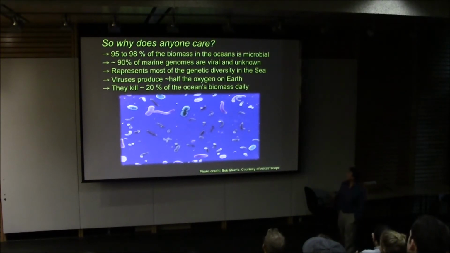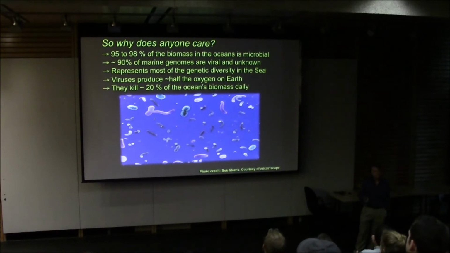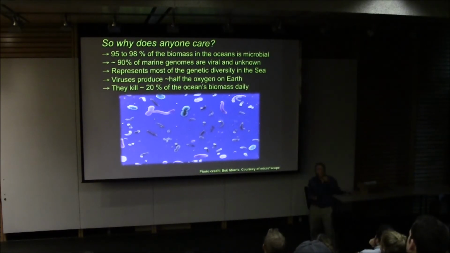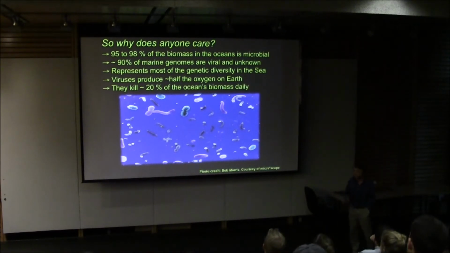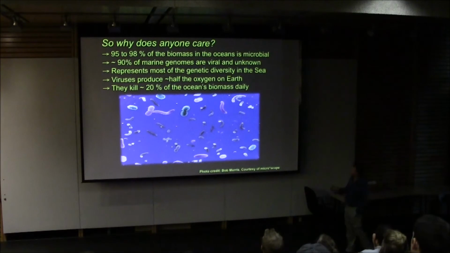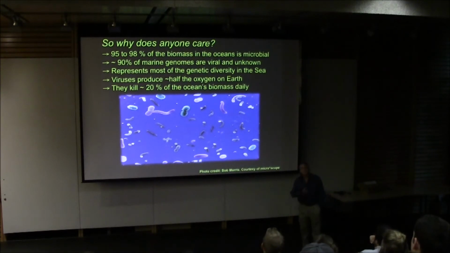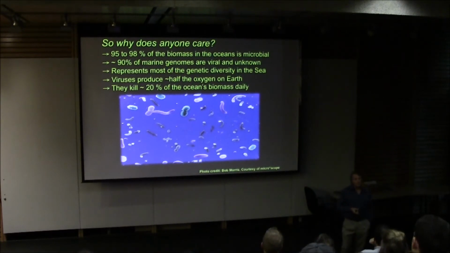So you can't see it. And 90% of the genetic material in the ocean, the actual individual genomes, is encompassed in viruses. This represents by far most of the genetic diversity, and hence biological diversity, in the ocean. People care because these microbes produce about half the oxygen on Earth, and what's really remarkable is that we've discovered viruses kill about 20% of the biomass in the ocean every day. So in fact, the viruses keep the wheels of the ocean spinning really quickly.